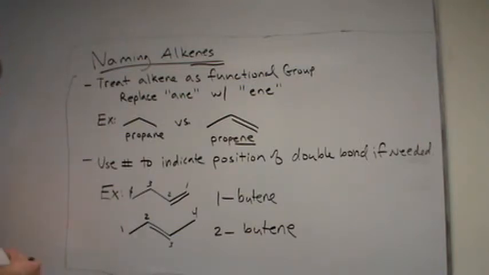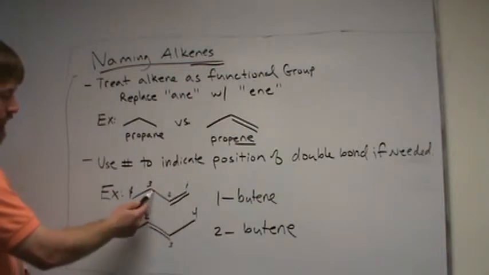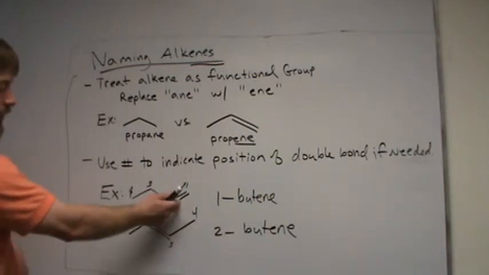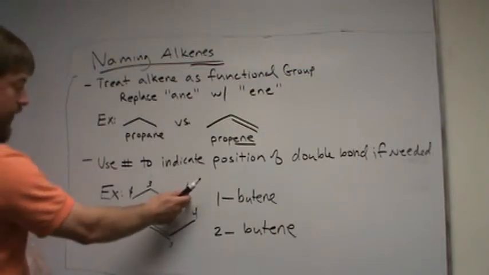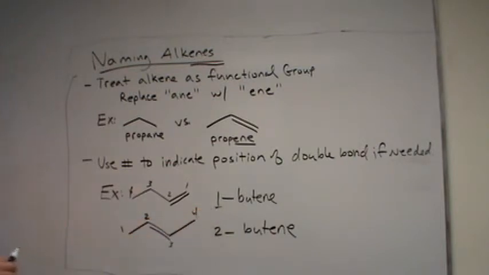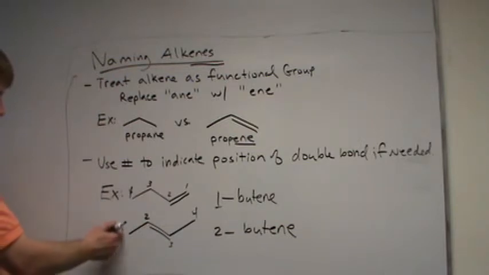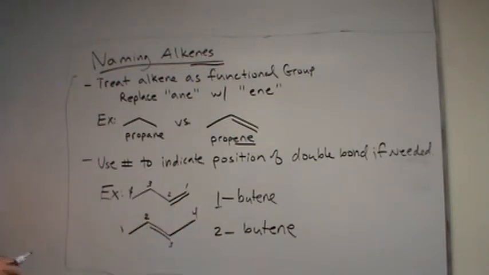For example, here, if we number this 4-carbon alkene, we put number 1 on the left, 1, 2, 3, 4. We want to give our functional group the lowest number we can. Since our double bond starts at carbon number 1, we indicate that here, 1-butene. However, if the double bond were here, we would say 1, 2, 3, 4. The double bond starts at carbon number 2, and it's 2-butene.